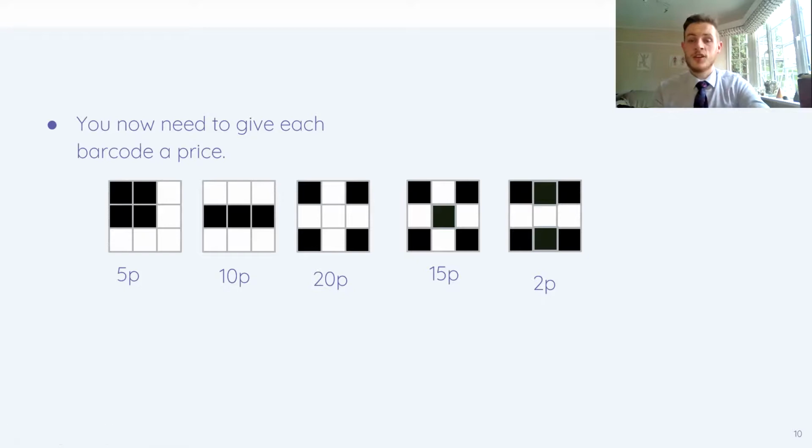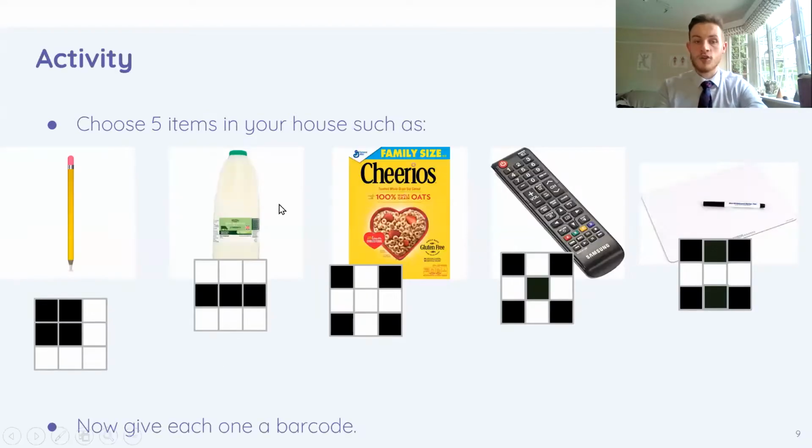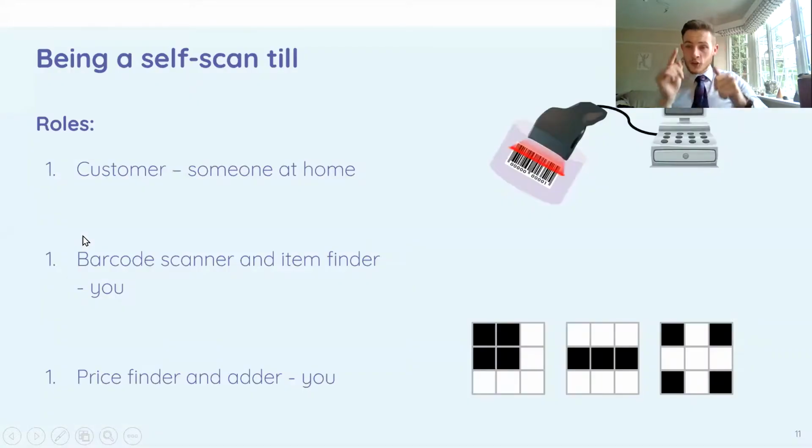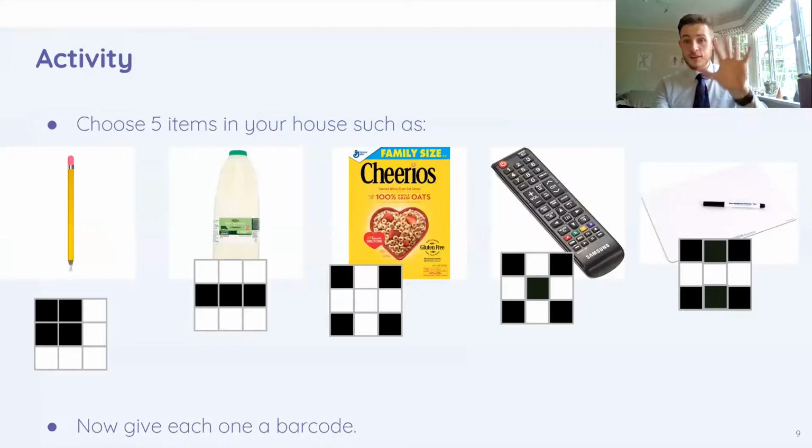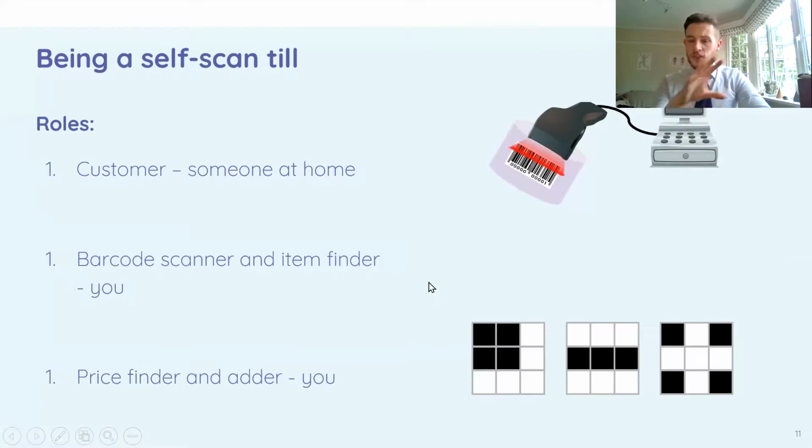Now here's your challenge. These money amounts, the amount of money needed for each one of these barcodes, is how much each one of these products costs. And you're going to get someone at home to be a customer. They're going to choose 1, maybe 2, maybe 3, maybe all 5. It depends how challenging you want the task. You're going to get them to choose from those 5 products that you picked. Once they've chosen, they're going to give them to you.